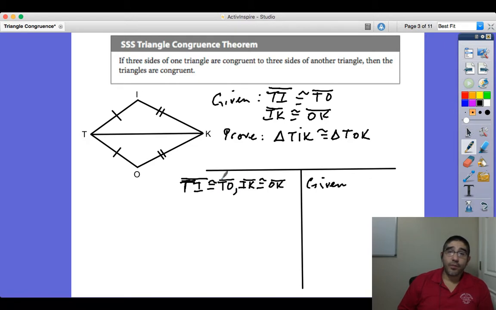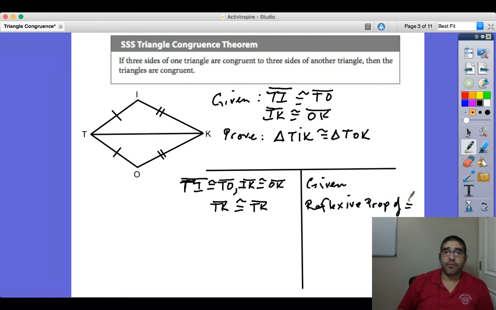Now, here's what's hidden. We have two sides, but we know that we have to use side, side, side. So somehow we need to get this third side of each triangle in our proof, to show that the third side of this top triangle is congruent to the third side of that bottom triangle. Luckily for us, it's the exact same line. And so we can say TK is congruent to TK, because of one of those properties that we talked about last week, and that is the reflexive property of congruence. Everything is congruent to itself. So TK is congruent to TK.